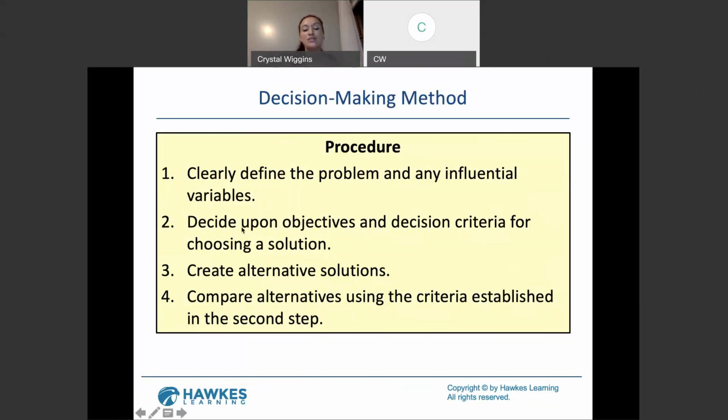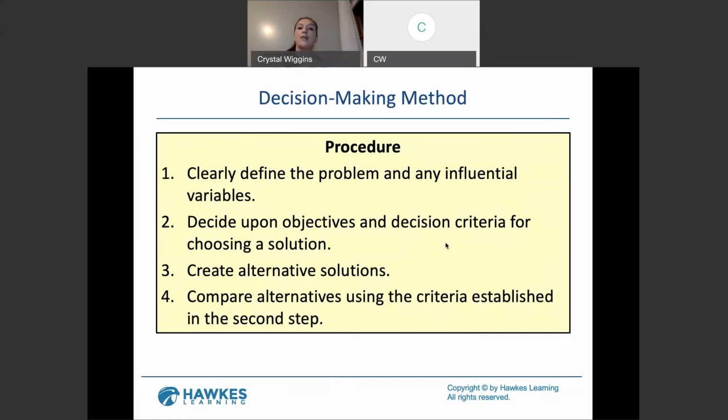So you need to also decide upon objectives and decision criteria for choosing a solution, create alternative solutions, and compare alternatives using the criteria established in the second step. Okay, so essentially, you really want to make sure that it is clear what it is you are testing, to make sure that you know what your target population is and that you don't go outside your target population.